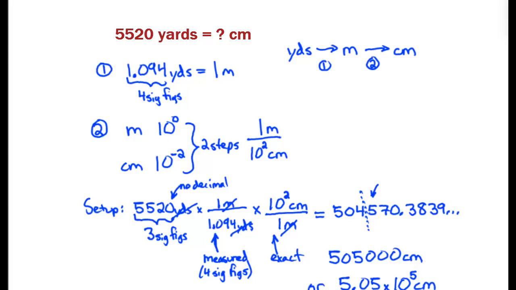And as long as I don't place a decimal there, this answer shows just 3 significant figures: the 5, the 0 which is confined, and the other 5. Again, the 3 trailing zeros are not significant because there is no decimal point. If there was a decimal point there, there would be 6 significant figures. Alternatively, you could express this in scientific notation. For those of you that are wondering about that, that value would be 5.05 times 10 to the 5th power. 505,000 centimeters in 5,520 yards.